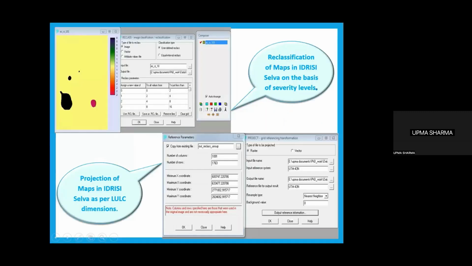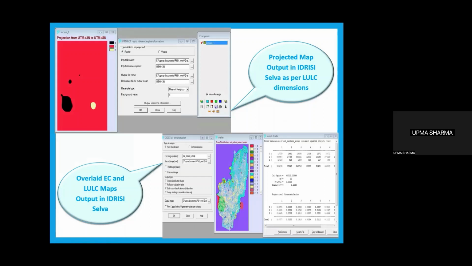Now, these are the pictures representing the AGRI Selva process. First is the reclassification of maps in AGRI Selva on the basis of severity levels. Then projection of maps in AGRI Selva as per LULC dimensions. Now the projected map output in AGRI Selva as per LULC dimensions. Finally, the overlaid EC and LULC maps output in AGRI Selva. These maps were then exported to ArcGIS for further classification.